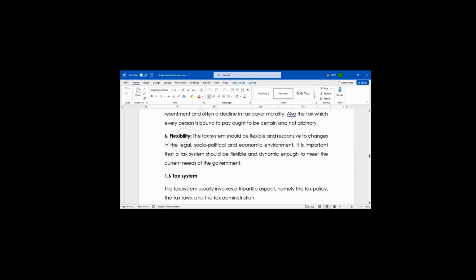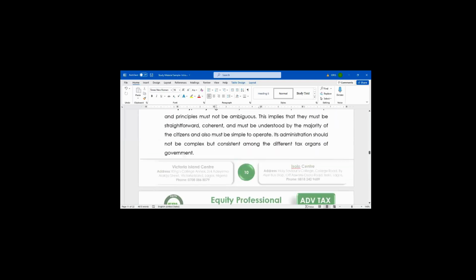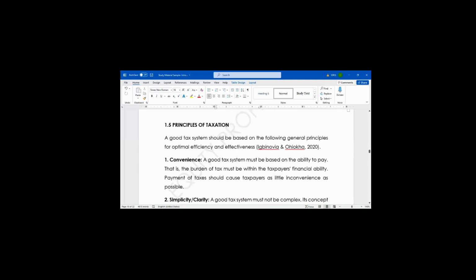So those are the principles of taxation that we have. We have principles of equity, principles of certainty, principles of conveniency, principles of flexibility, principles of simplicity, principles of economy. Those are the canons of taxation. It's also called principles of taxation.